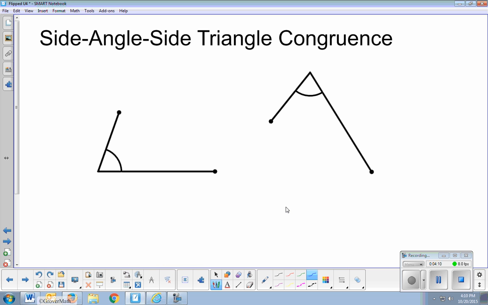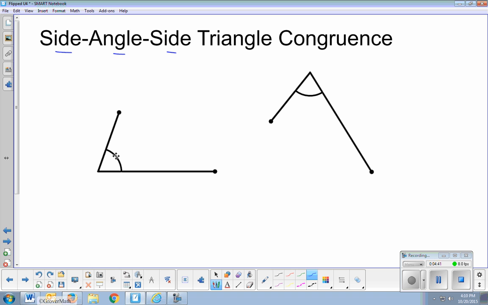So what we're talking about today is side angle side triangle congruence. And what we're saying here is that if I have two triangles and some given information, and through that given information, I could show that the two triangles have two pairs of corresponding sides congruent and one pair of corresponding angles congruent, and the angles actually between the two sides, that's enough to say the triangles themselves are congruent, even though there's six congruency pairs between two triangles.